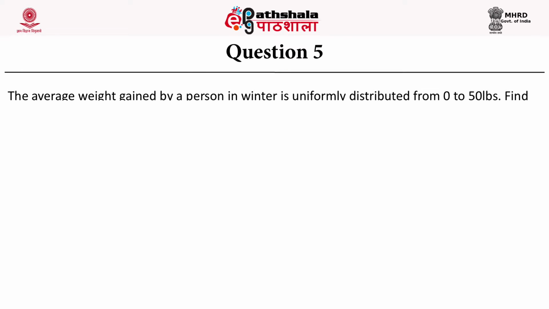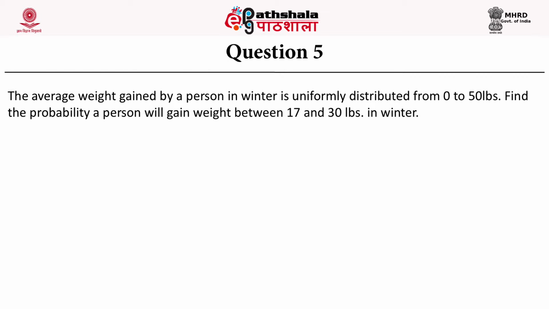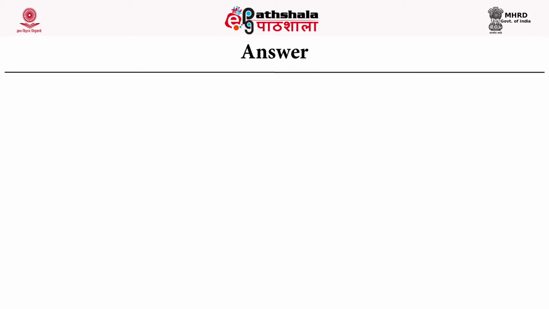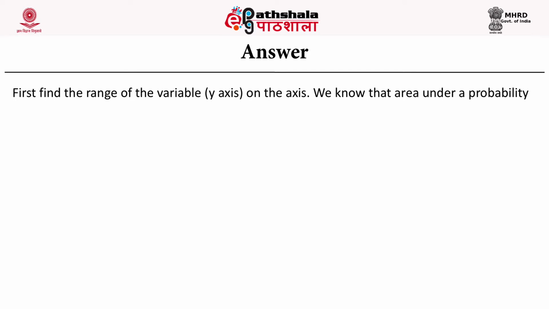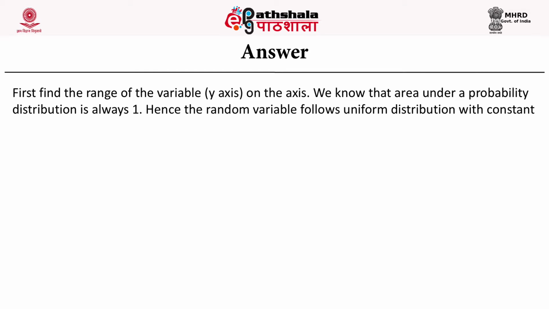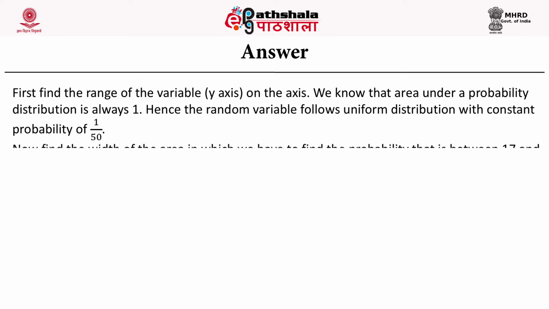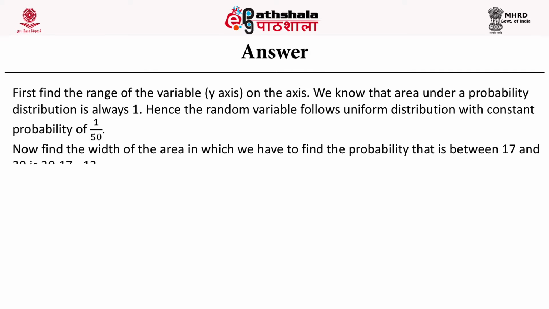The average weight gained by a person in winter is uniformly distributed from 0 to 50 pounds. Find the probability that a person will gain weight between 17 and 30 pounds in winter, using the distribution function of the uniform distribution. First find the range of the variable on the axis. We know that the area under a probability distribution is always 1. Hence, the random variable x follows a uniform distribution with constant probability, that is 1/50.